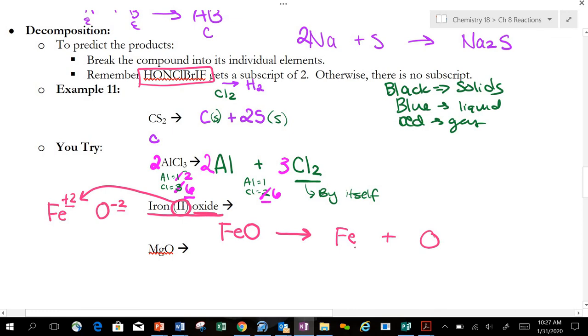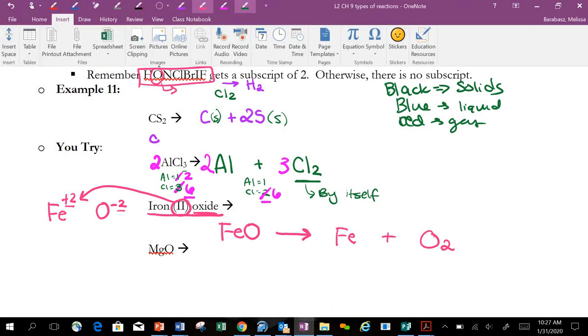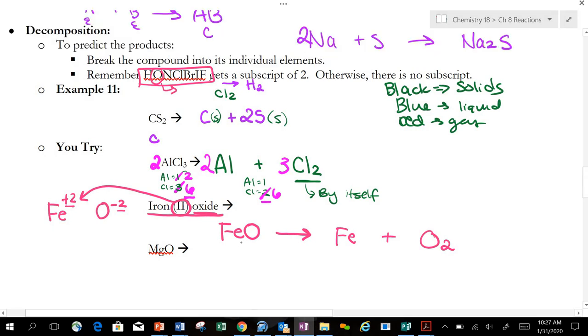So it's going to be by itself. Oxygen, I look, oh, okay, look up here. Oxygen is a diatomic. That means oxygen cannot exist by itself. And since it's not in a compound, it has to be with another oxygen. So now we have our reaction, and all we have to do is balance it. So we're going to add our coefficients. So we have 1 iron and 1 oxygen. We have 1 iron, and we have 2 oxygens. So we're going to put a 2 there.